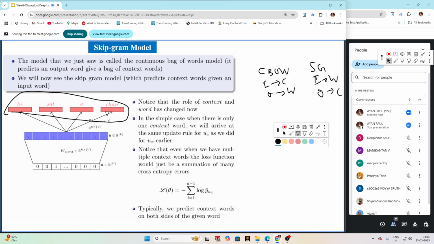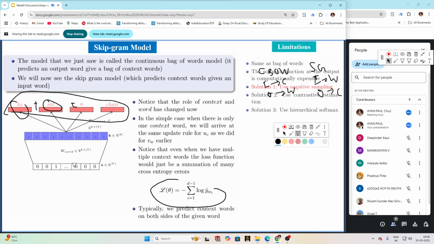Because here the loss function will take all the terms, like this term, plus this term, plus this term, and all the terms, because here we have a word and we have to find the context. That is why we have a much greater loss function. This is the problem. Again, we will be calculating our output with the softmax function, and again this is computationally expensive.